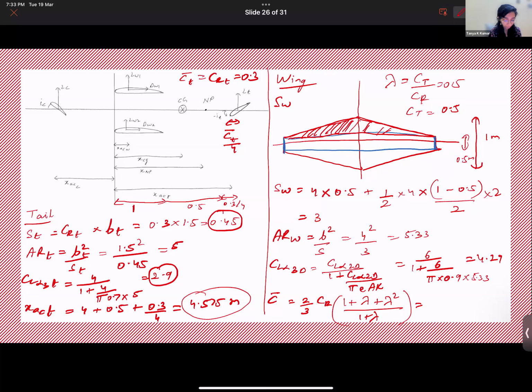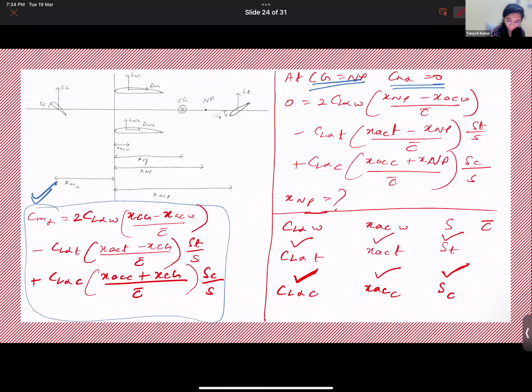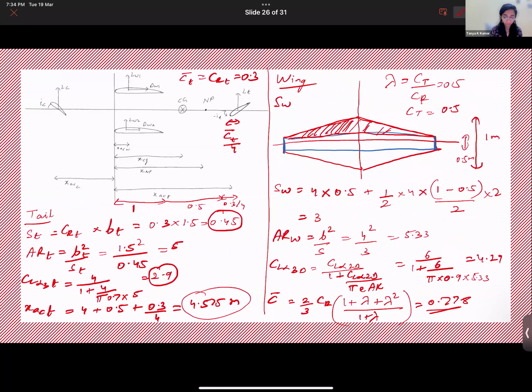What is the value? C bar. So this is another term that we need to find out, right? For all of your terms, it's all divided by C bar. So C bar is very important here. What is the value? So it's 0.778. Okay, let me just mark that we have found that. Yes. CL alpha we've done. S we have done. We need XAC wing.